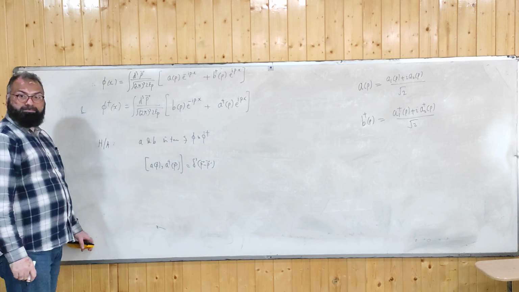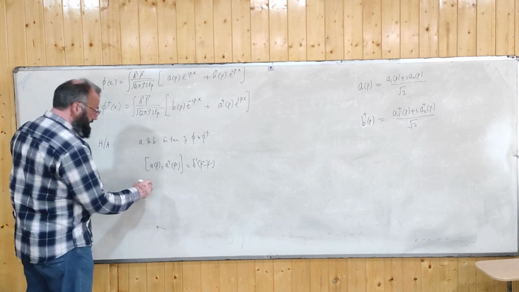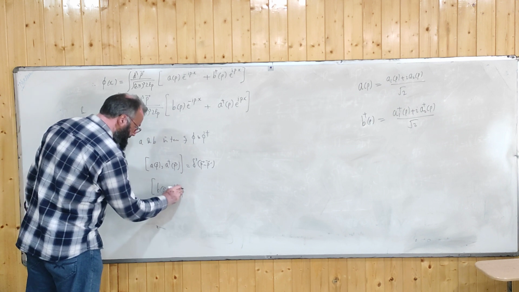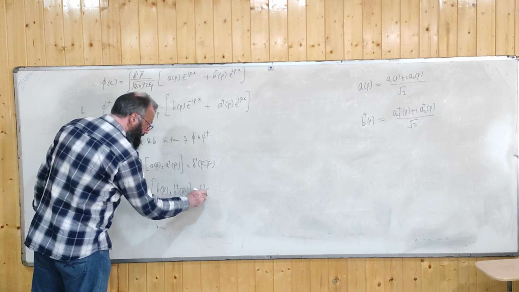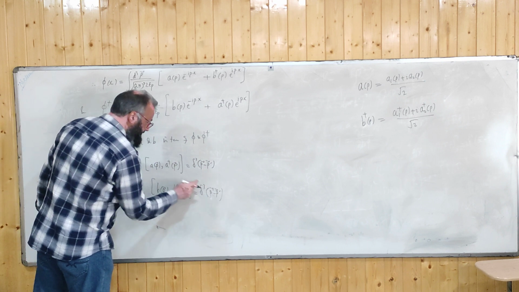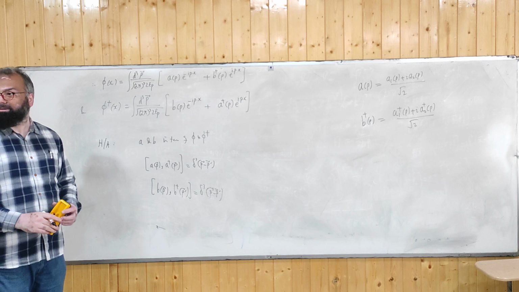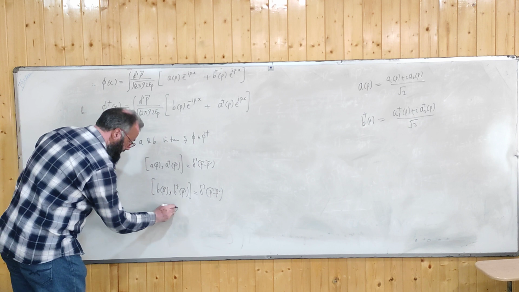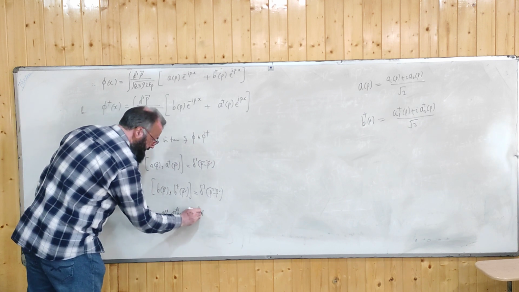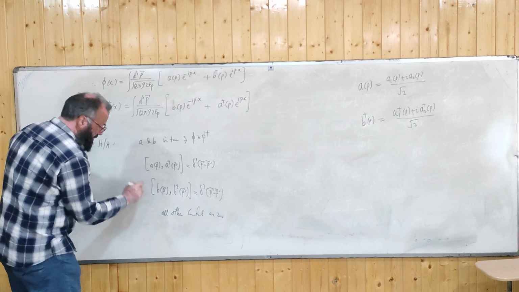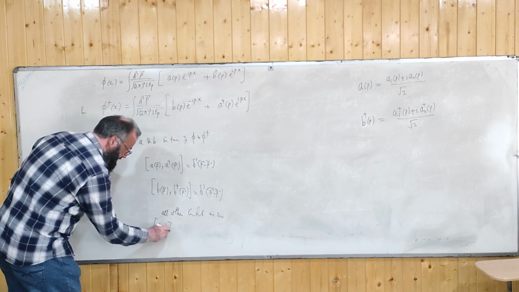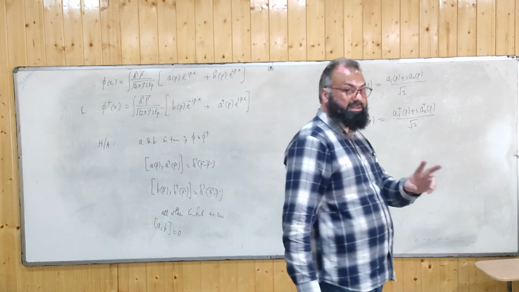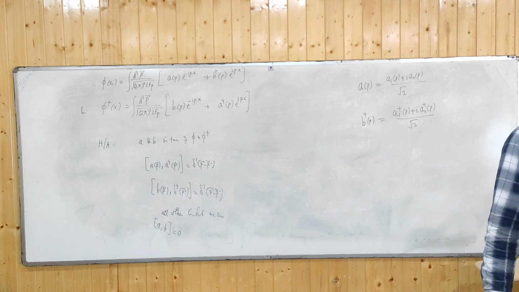Clear? And then you are having B of P, B dagger of P prime, again equal to the same delta function. So that's the quantization condition, and it will translate like this. Okay? And all other commutators are 0. All other commutators are 0. So the commutation between A and B is equal to 0, which means they are independent particles. Got it? Any question?